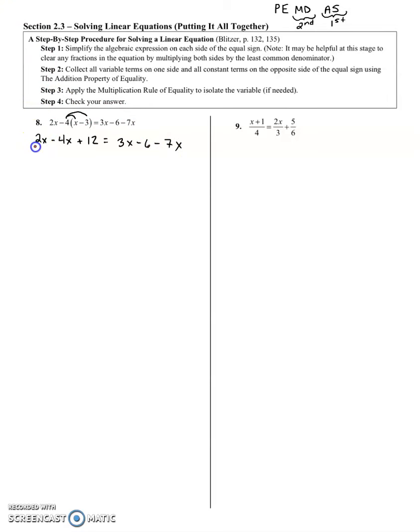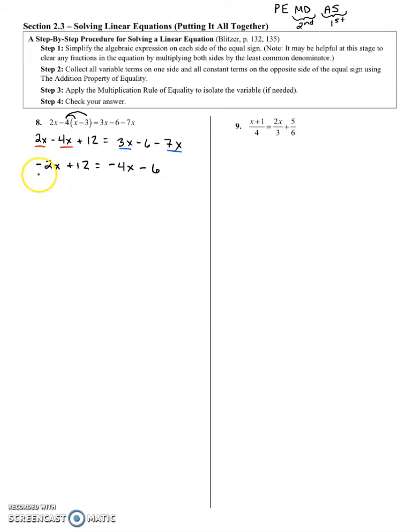Now, on the left-hand side of the equation, we have two like terms with x's that can be combined. So 2x minus 4x is negative 2x plus 12. And on the right-hand side of the equation, we also have two x terms that can be combined. So 3x minus 7x gives us negative 4x minus 6. Now, it doesn't matter whether we move the x's to the right or to the left, as long as we get the arithmetic right.